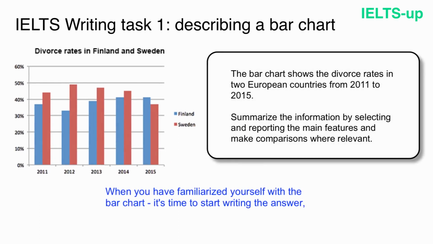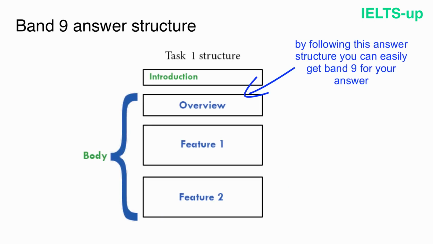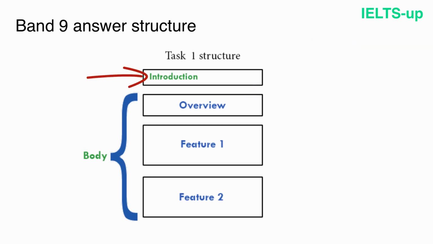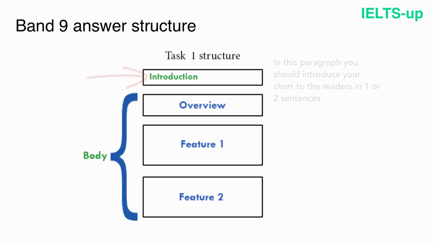And when you have familiarized yourself with the bar chart, it's time to start writing the answer, following the band 9 answer structure. And here is the band 9 answer structure for IELTS Writing Task 1. By following this answer structure, you can easily get band 9 for your answer. So let's study it together. Your first paragraph is an introduction. In this paragraph, you should introduce your chart to the readers in 1 or 2 sentences.